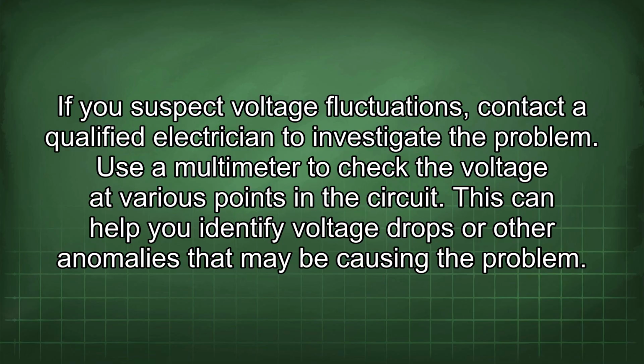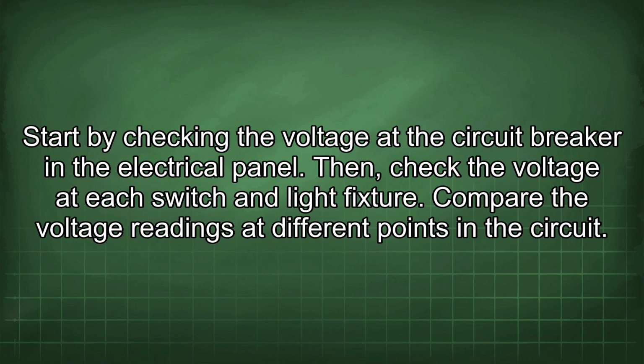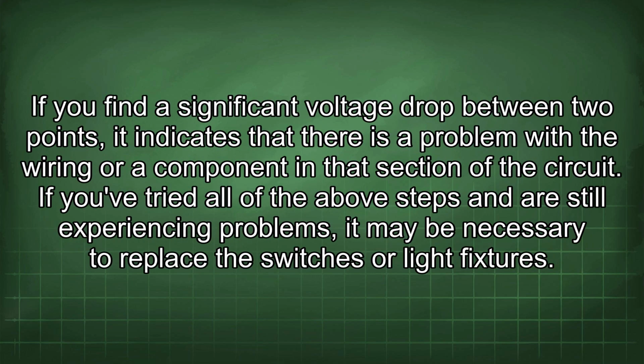Use a multimeter to check the voltage at various points in the circuit. This can help you identify voltage drops or other anomalies that may be causing the problem. Start by checking the voltage at the circuit breaker in the electrical panel. Then check the voltage at each switch and light fixture. Compare the voltage readings at different points in the circuit. If you find a significant voltage drop between two points, it indicates that there is a problem with the wiring or a component in that section of the circuit.